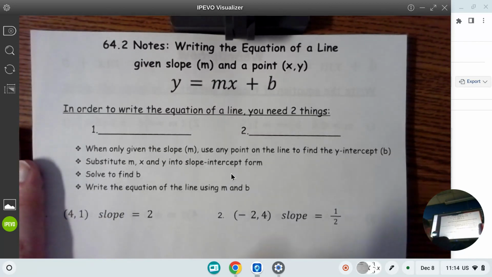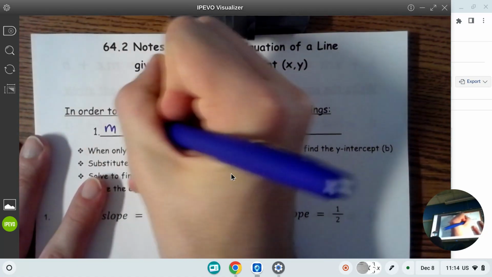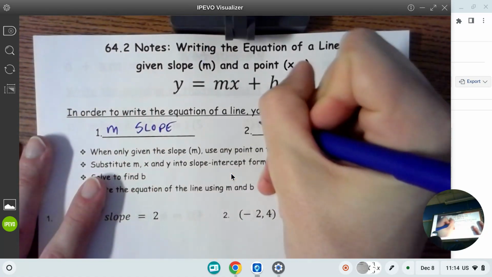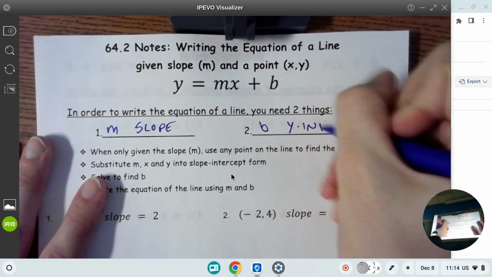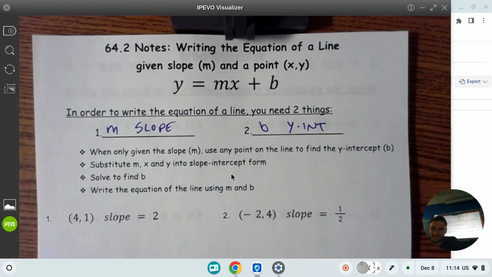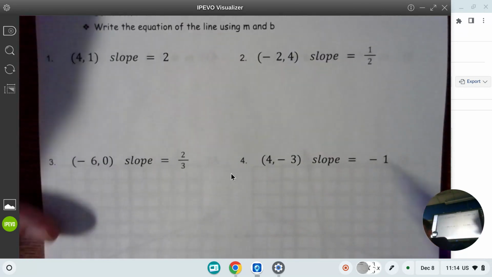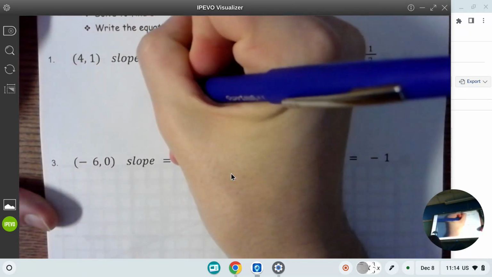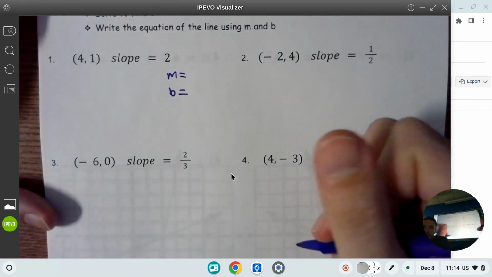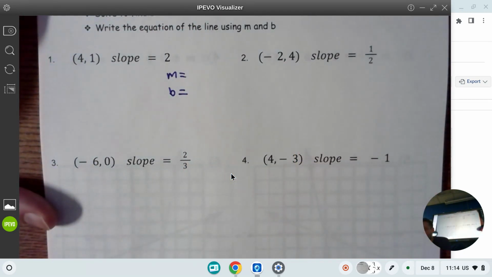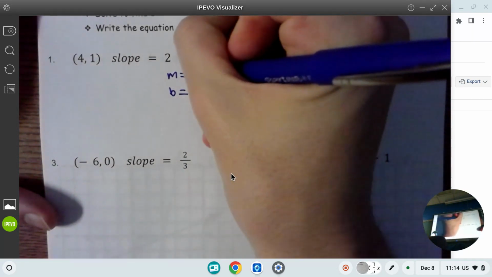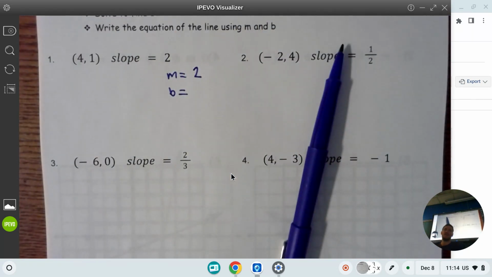Okay? In order to write a line, we need 2 things. We need the m, which is the slope, and we need the b, which is the y-intercept. So if I look at my equation down here, number 1, and I'm trying to figure out what is my b, what is my m, one of those pieces is super easy, right? The slope, boom, 2, done. That was quick, that was easy, that was painless. 10 seconds, we're done.